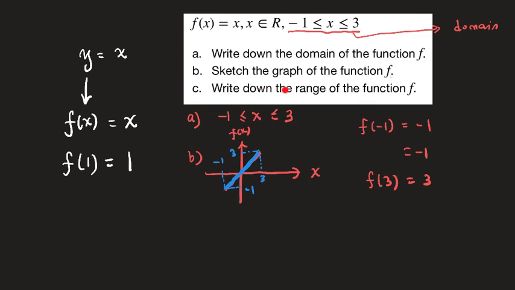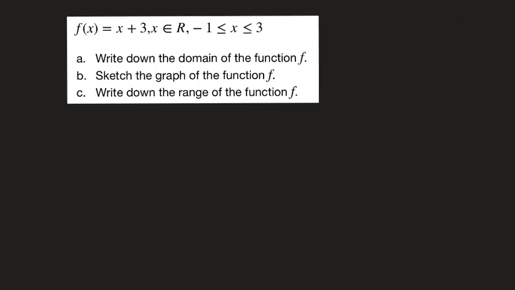And for part c, write down the range of the function. Okay, so you have to know the range of the function refers to your y here. The range of your function, you can see the minimum value is -1 and the maximum value is 3. So how do you write the range? It is f(x) between -1 and 3, less than or equal to 3. Let's try to see the second example here.